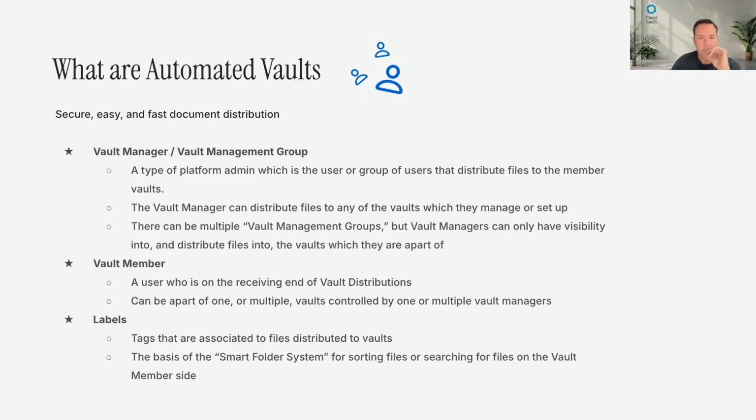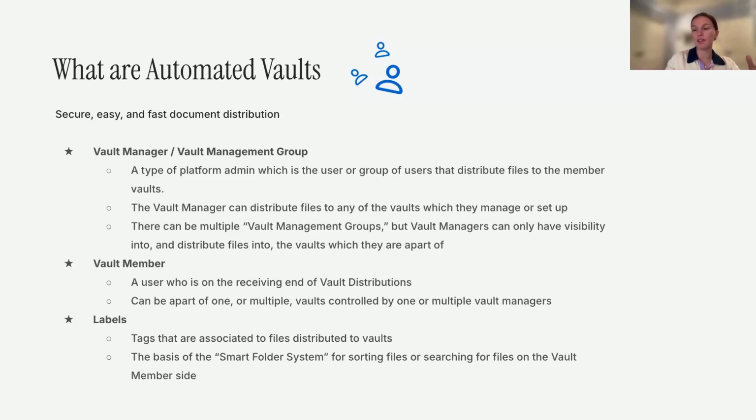They can't see what's in other vault management groups unless they're a part of them. Then on the flip side, you have vault members. So that's a user, typically your family members, shareholders, etc., who are on the receiving end of the vault distributions. And as a user, you can be a part of one vault, you can be a part of multiple vaults. Maybe you have a vault for yourself as an owner of the business, and then maybe you have another vault for a trust. So you can be a part of multiple vaults, and those aren't necessarily controlled by the same vault management group. It could be the distributions are coming from two different sets of individuals.